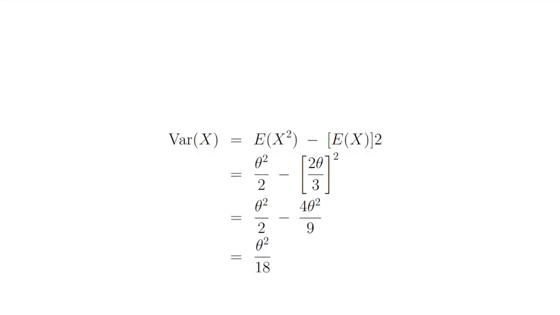Using these results, we can calculate the variance of x. We're going to use this formula, this identity, which I hope you're familiar with: the variance of x equals the expected value of x squared minus the expected value of x, all squared. So we have theta squared divided by 2 minus 2 theta divided by 3, all squared. That is theta squared divided by 2 minus 4 theta squared divided by 9. With a little algebraic manipulation and rearrangement, we get the variance is theta squared divided by 18.